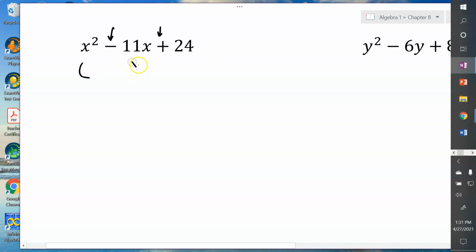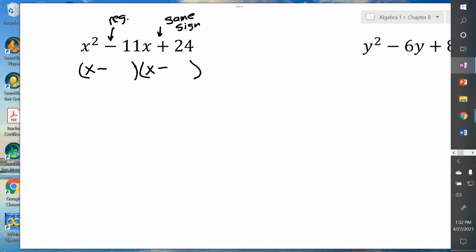So when I write my answer down, x goes here in my front terms. I'm looking for two numbers that have the same sign, because that positive 24 tells me same sign. Now I look at this negative 11x. That says they need to add to negative 11. So both of them have to be negative. So I'm going to do an x minus x minus. Now all I have to do is figure out what numbers go in there.